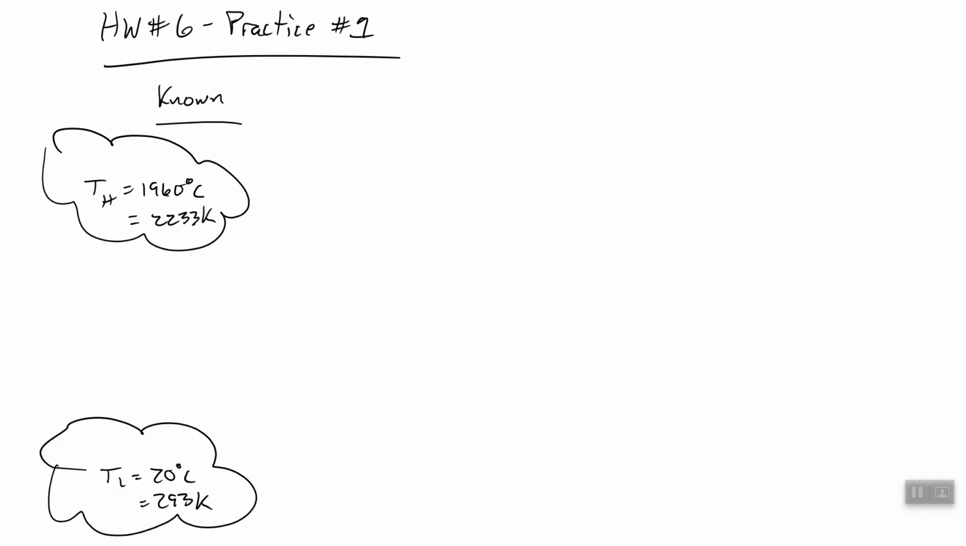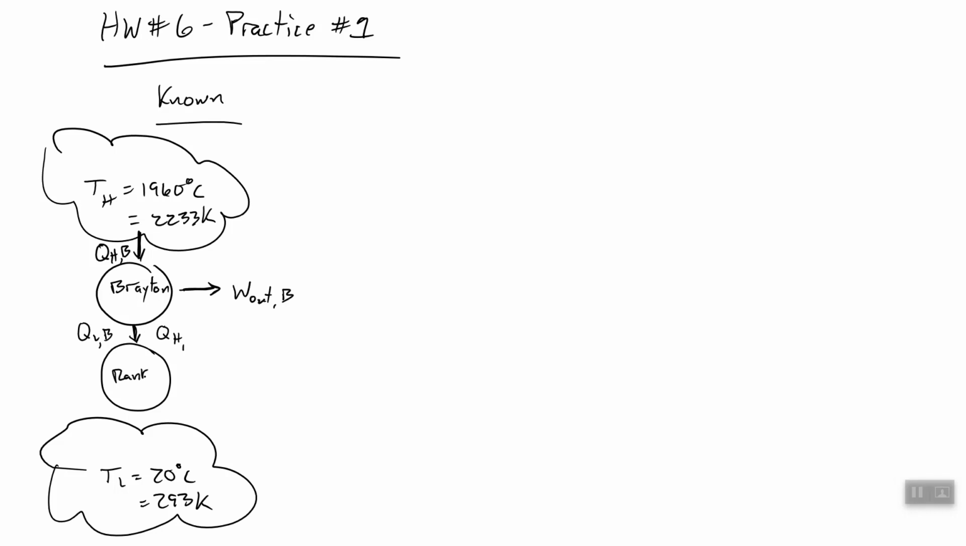Between these we actually have a combined cycle power plant, which means we have two heat engines. The first one is a Brayton cycle, and we put some QH, we'll call it QHB, into that Brayton cycle, and then reject some amount of heat, we'll call that QLB, and out of that heat engine we get some amount of work, which we'll call work out B. Now in a combined cycle, the heat rejected from the Brayton cycle is also the heat put into the next cycle, a Rankine cycle.